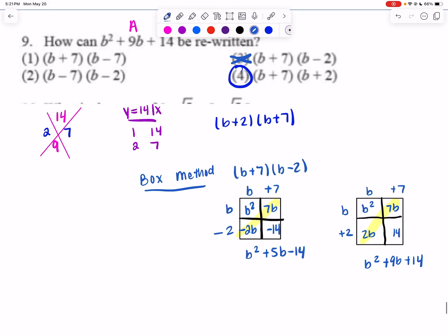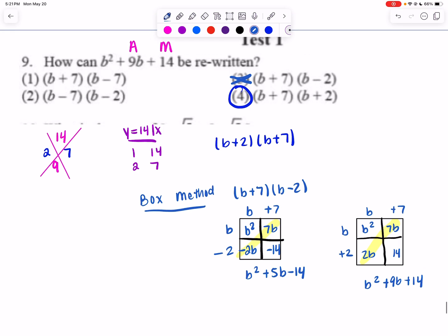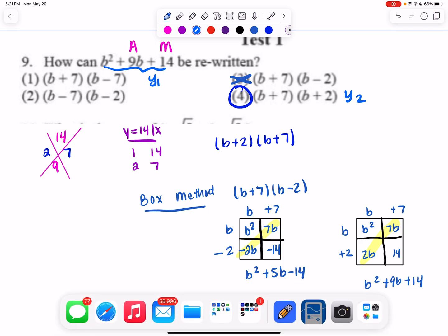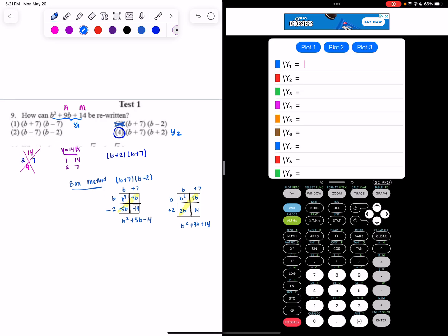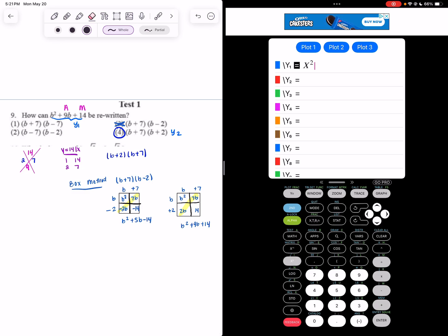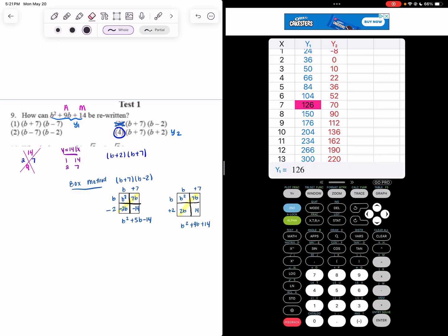Now pretend that doesn't even do it for you. You could just y equals it. So I could type what I start with in y1, and then I could type my answer choices in y2. So I'm going to type in the expression from the question in y1. Ooh, that rhymes, expression from the question. But remember, your calculator doesn't have that b key, so we're going to type in x squared plus 9x plus 14. And then in y2, I'm going to type that incorrect answer of b plus 7, b minus 2, hit second graph, and I'll see my tables of values are not the same.